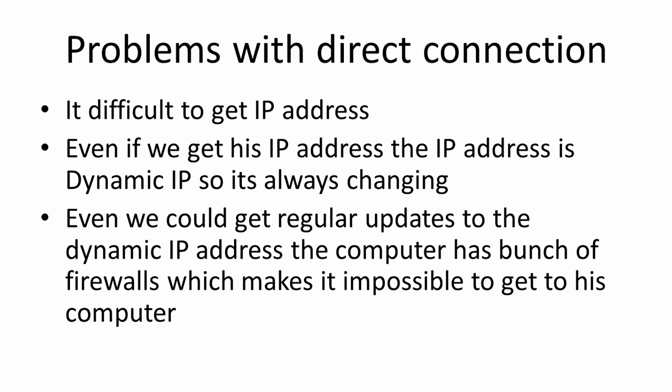But for the second problem, let's assume you have gotten access to the IP address of another computer or your friend's computer. That still makes it difficult to maintain the connection because the IP address is dynamic. And as we learned in the IP address video, a dynamic IP address means that it's always changing. So you won't be able to maintain the connection for a long time. Then for the third problem, we are going to assume that we are somehow able to get regular updates to his dynamic IP address. But still, computers have a bunch of inbuilt firewalls which prevent these types of connections from happening, thus making it impossible for us to get into his computer.